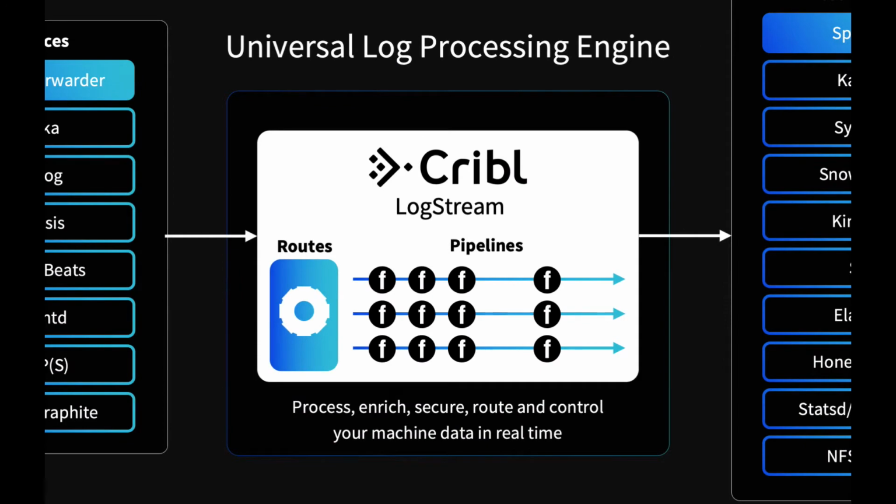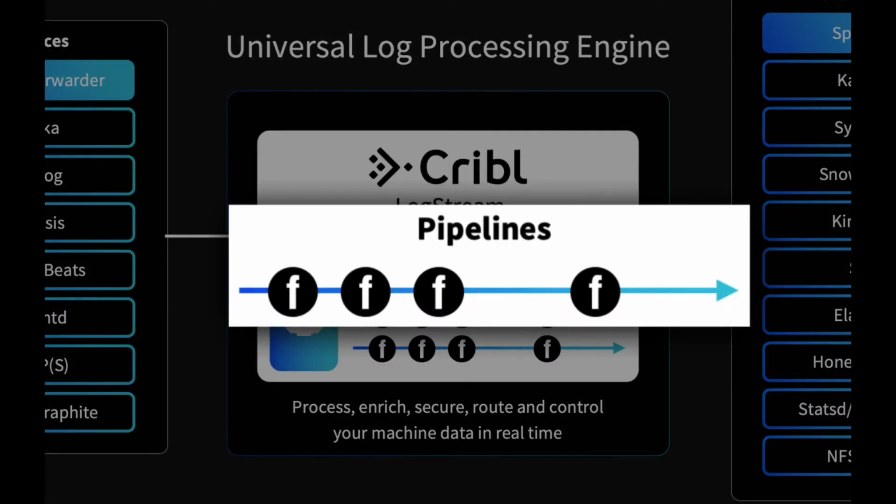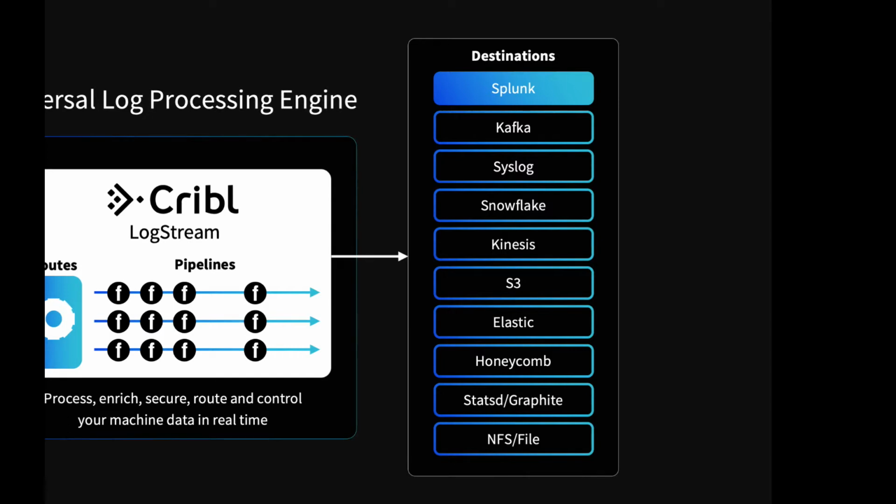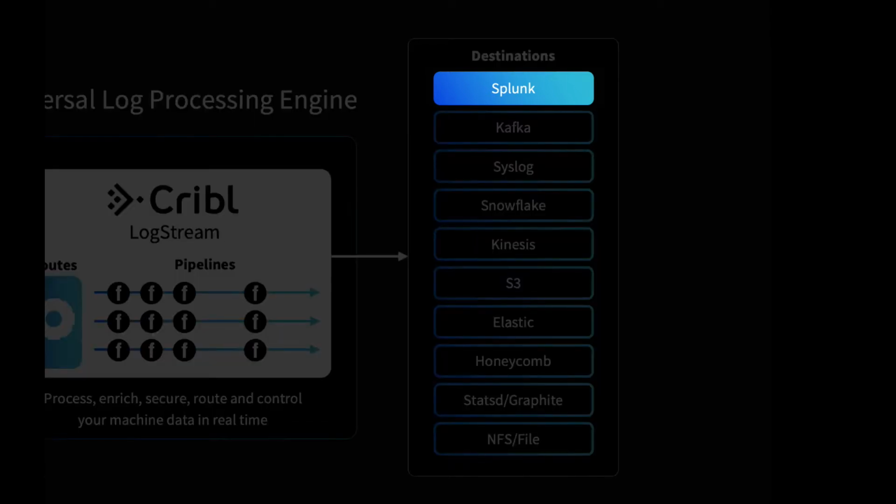Cribl then runs each event through our routing engine, which delivers events to a given pipeline, which enriches, filters, and transforms the events before delivering them to a configured destination. Cribl supports the most popular data stores, such as Splunk, Elastic, Kafka, Graphite, S3 compatible, and more.